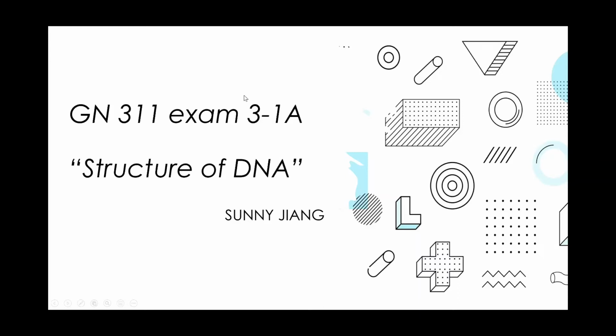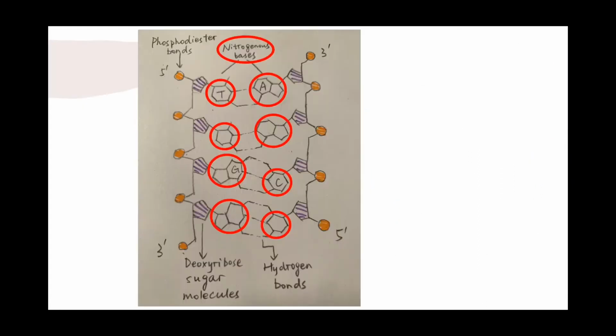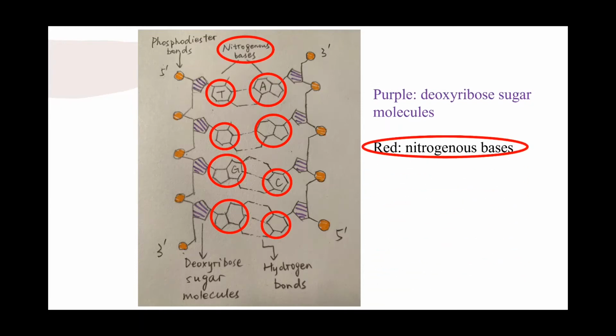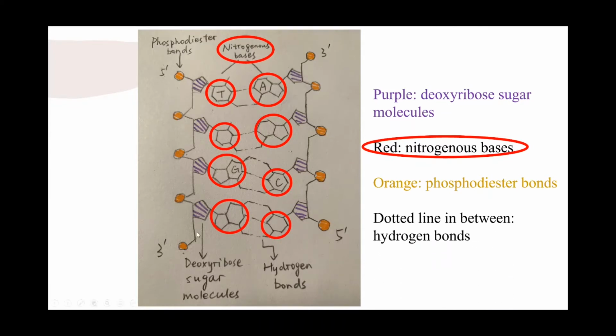Today, I'm going to introduce you to the structure of DNA. DNA is a polymer of linked nucleotides. From this picture, the purple blocks are deoxyribose sugar molecules. The red circles pointed out are nitrogenous bases, which are the information carriers of the genetic material. The orange bubbles are the phosphates that are linked by phosphodiester bonds. The dotted lines between nitrogenous bases are hydrogen bonds.